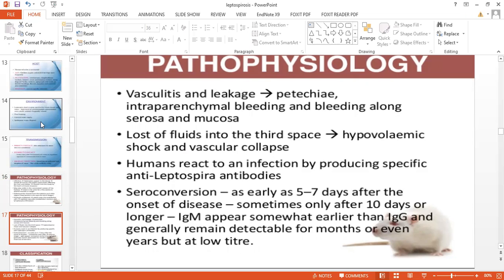Humans react to an infection by producing specific anti-leptospira antibodies. Seroconversion occurs as early as 5 to 7 days after the onset of disease, sometimes only after 10 days or longer. IgM appears somewhat earlier than IgG and generally remains detectable for months or even years, but at low titer.